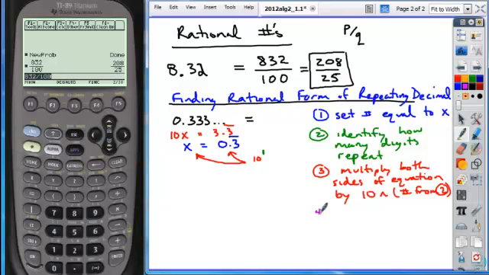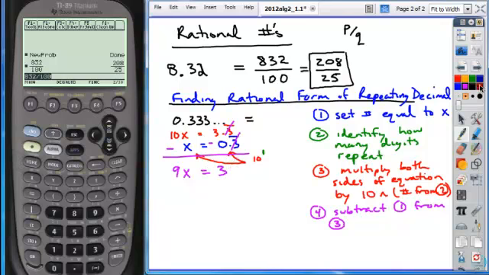Now we can move to the next step, which is to subtract the first equation from the equation in step 3. The 1 and the 3 just refer to these steps up here. So I'm just going to subtract these. When I subtract them, I get 10x minus 1x is 9x, and 3.3 repeating minus 0.3 repeating. Notice these repeating parts cancel; when you subtract them, they're completely removed. All I'm left with is this 3 out front.